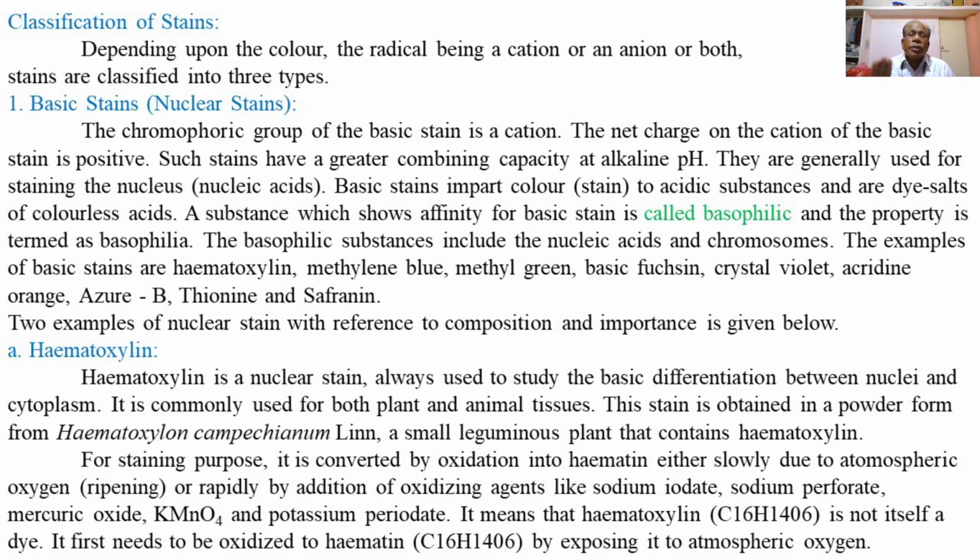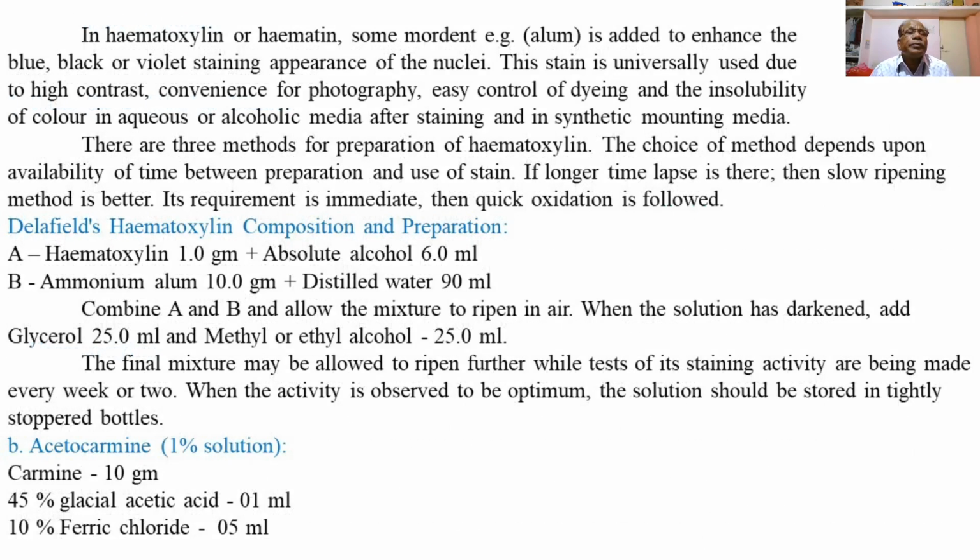Hematoxylin itself is not a dye or the stain, but it is oxidized to hematine by exposing it to atmospheric oxygen, and then becomes capable of giving color to the nuclear materials. In hematoxylin or hematine, some mordant such as alum is added to enhance the blue, black, or violet staining appearance or the color of the nucleus.